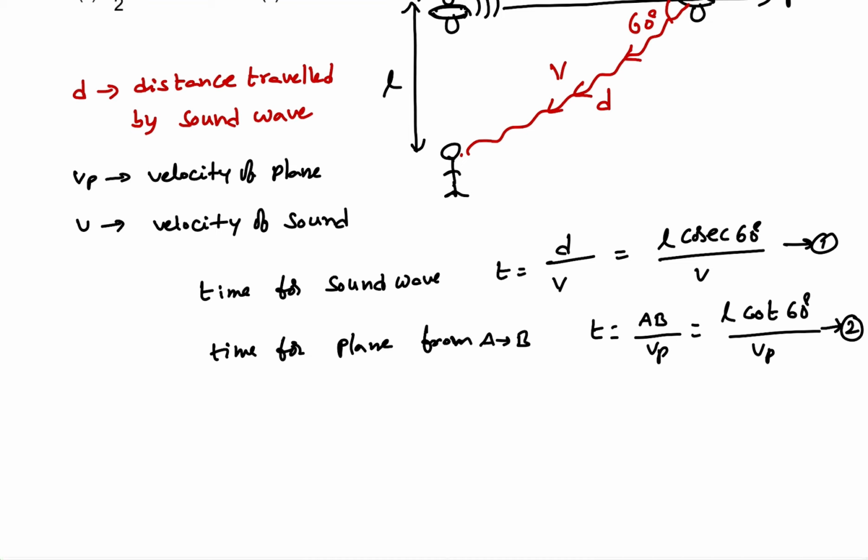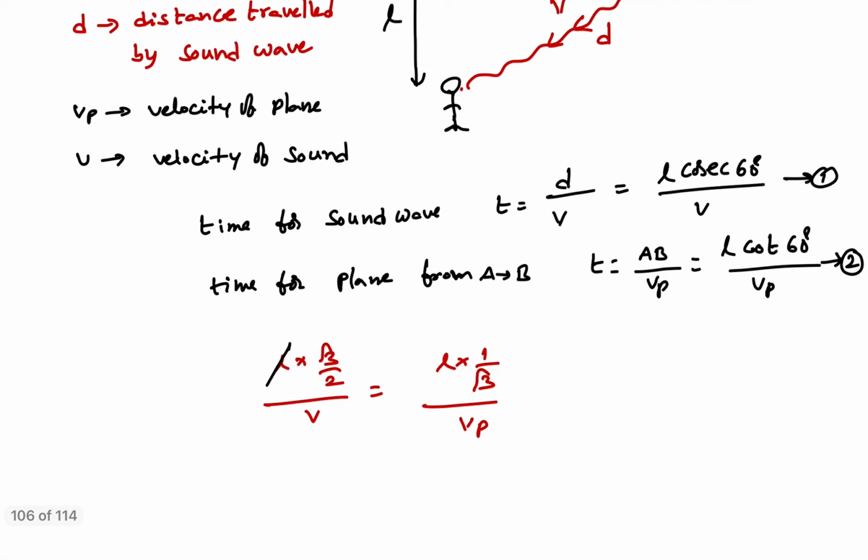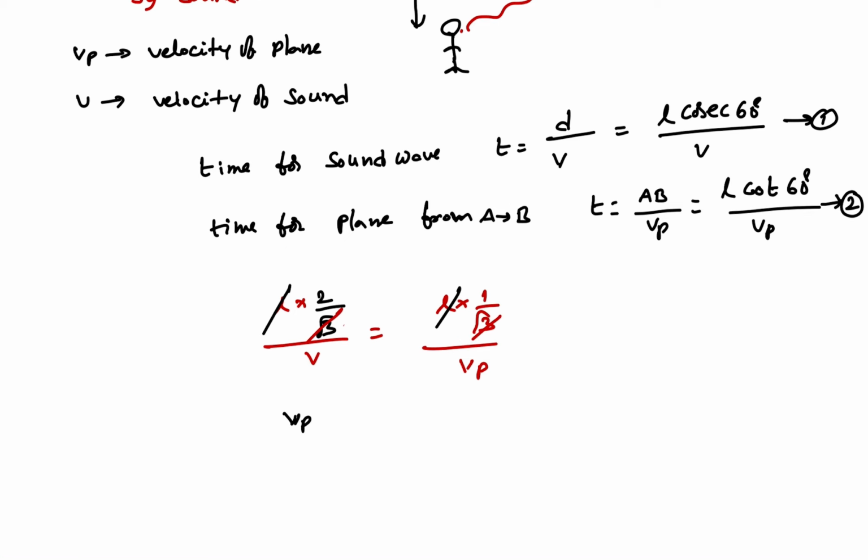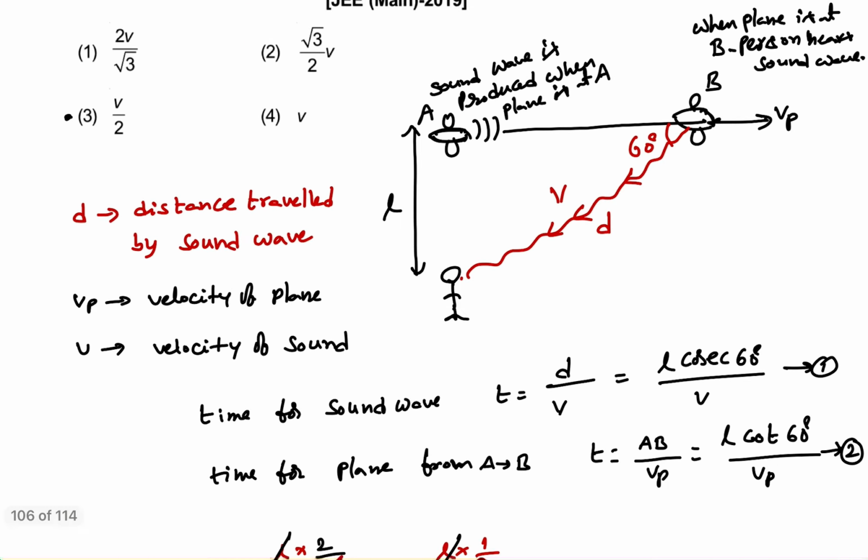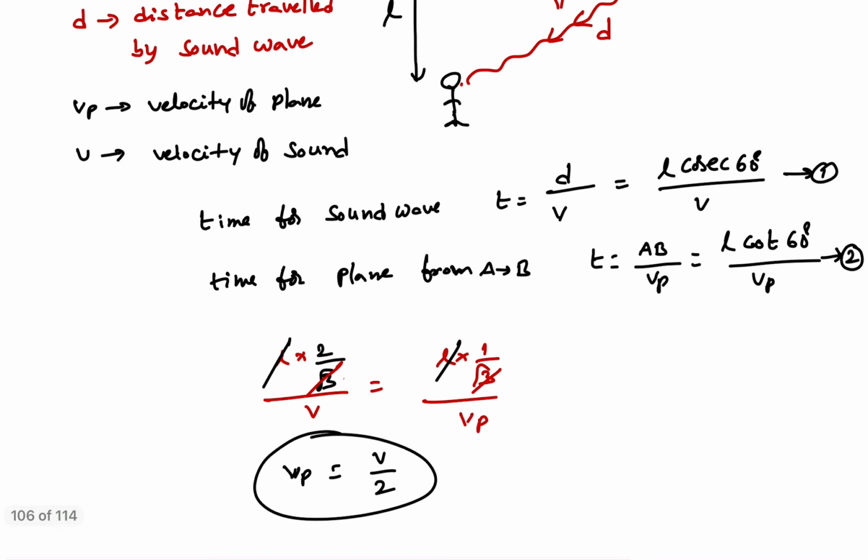Now both the times are equal. So from the first equation and second equation, you can write the relation as L cosecant 60 degrees, which is root 3 by 2, divided by the V, is equal to L cot 60 degrees, which is 1 by root 3, whole divided by the velocity of the plane. Now you can see L and L get cancelled. Cosecant 60 degrees value you can write as 2 by root 3. Now root 3 and root 3 get cancelled. So finally, the velocity of plane can be written as V divided by 2. Observe this, you will get the third option.